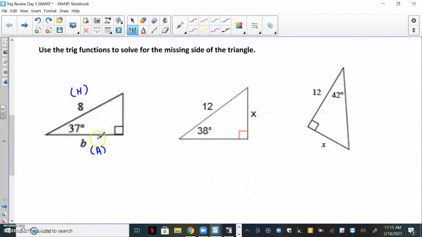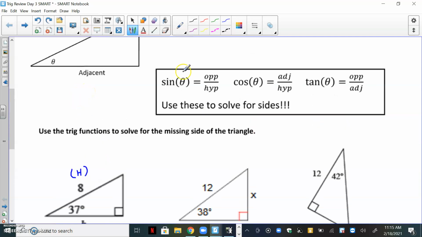Alright, so now I labeled A and H. It's true that this side would be labeled O because it is the farthest away. However, I'm going to go ahead and ignore it because I don't have any information about that side, right? They didn't give me any numbers or anything here, so it's not useful to me to label it. So just looking at this, I see that I'm working with A and H, adjacent and hypotenuse.